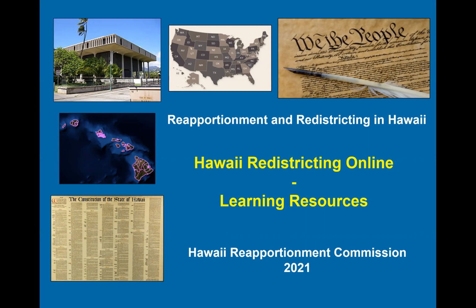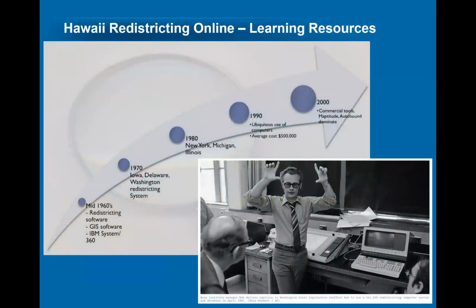redistricting plans. So before we jump into these learning resources, just a bit of background on the use of computers in redistricting. Back in the 60s was when computers first started being used, IBM mainframe systems. Through the 70s, there was some use. In the 1980s, the Rose Institute, that's the photo here, they were one of the early pioneers in using computers for redistricting. By 1990, computers were being used a lot.